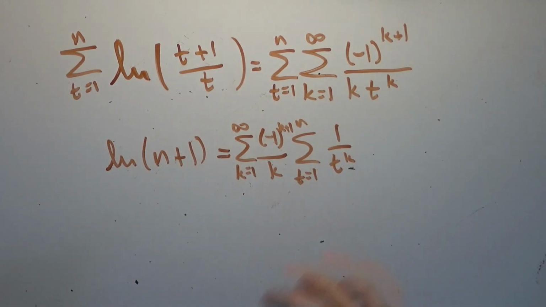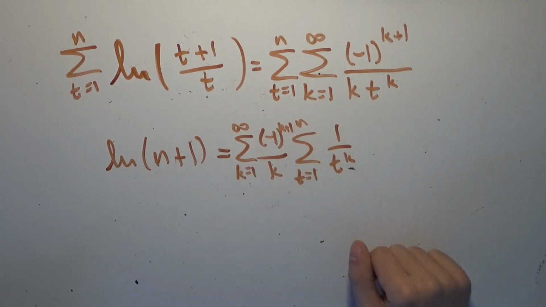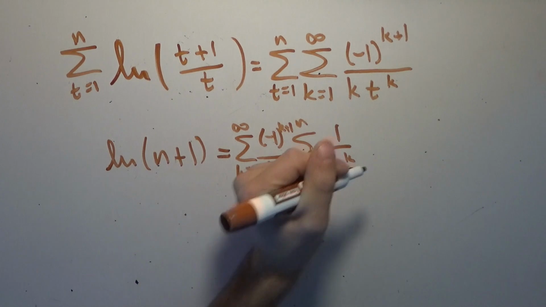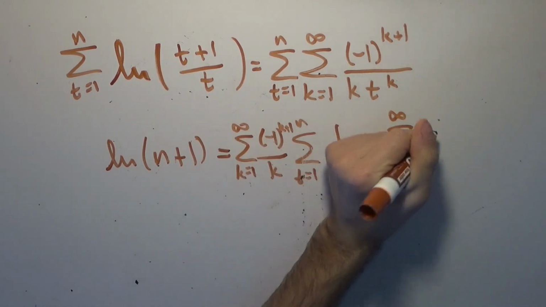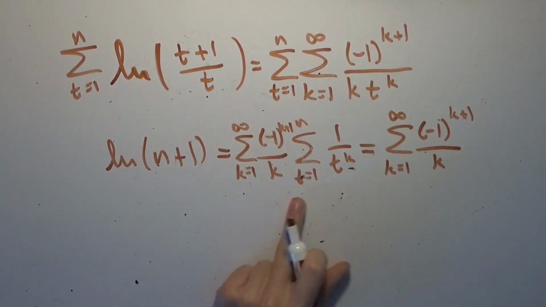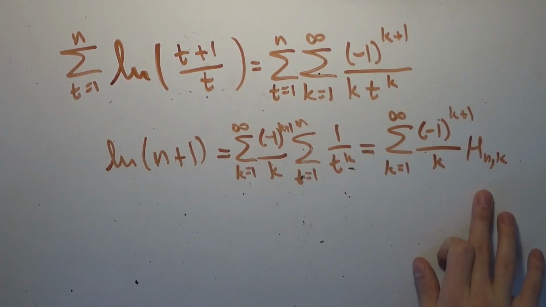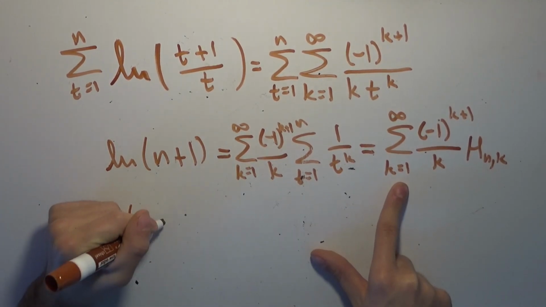But notice what I said before, this is actually just the generalized harmonic numbers, right? The sum from t equals 1 to n of 1 over t to the k. This is just h sub n comma k, right? And you can see why this is going to become the zeta function when n goes to infinity, right? So this is equal to the sum from k equals 1 to infinity of negative 1 to the k plus 1 divided by k times the generalized harmonic number h sub n comma k, right? That's from what I said before. And now what we need to do is simply isolate the first term of this to start. So I'm going to pull that out, and that means just plugging in k equals 1, right? So we end up with the natural logarithm of n plus 1, right?